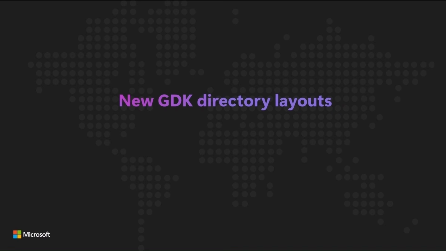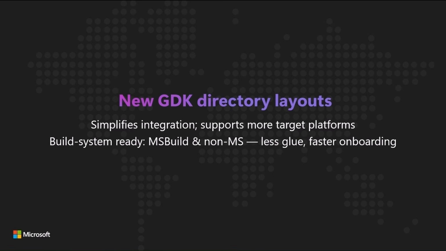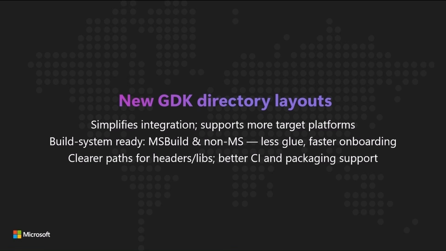New GDK directory layout. The GDK introduces a new directory structure designed to simplify integration and scale to additional target platforms. It improves support for both stock MS Build targets and non-Microsoft Build systems, reducing custom glue code and onboarding time. Developers benefit from clearer paths for headers and libraries, easier CI and packaging setup, and better support for additional target platforms.